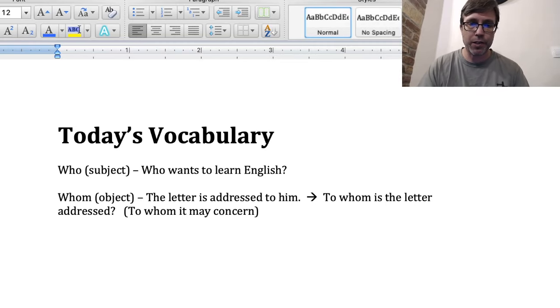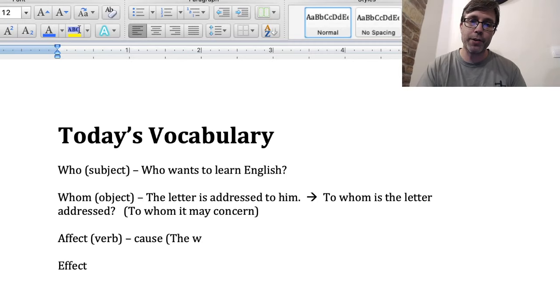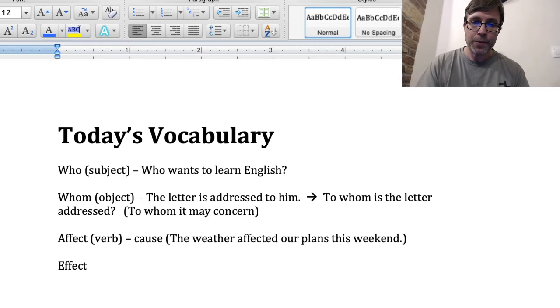The next question was about affect versus effect. The pronunciation is pretty much the same, but affect is really the verb, and it's more talking about the cause of something. So I could say, for example, the weather affected our plans this weekend. All right, the weather affected our plans this weekend. Effect, like something that there is an effect, it's more referring to the result.